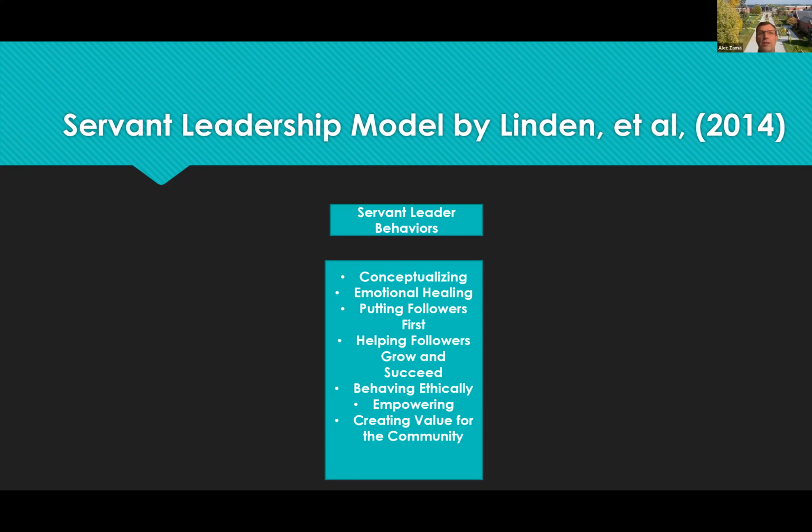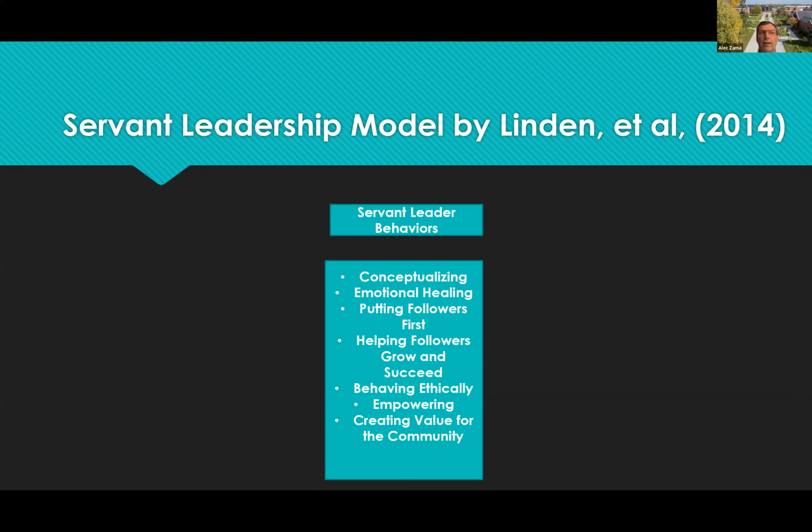Putting followers first, again, is the essence of servant leadership. It's taking that perspective of altruism that I mentioned a little bit earlier, putting followers first and putting the interest of followers ahead of the interest of the leader. Then, helping followers grow and succeed. Servant leaders will engage in providing training and development, or mentoring and coaching followers, in other words, helping them grow and succeed.